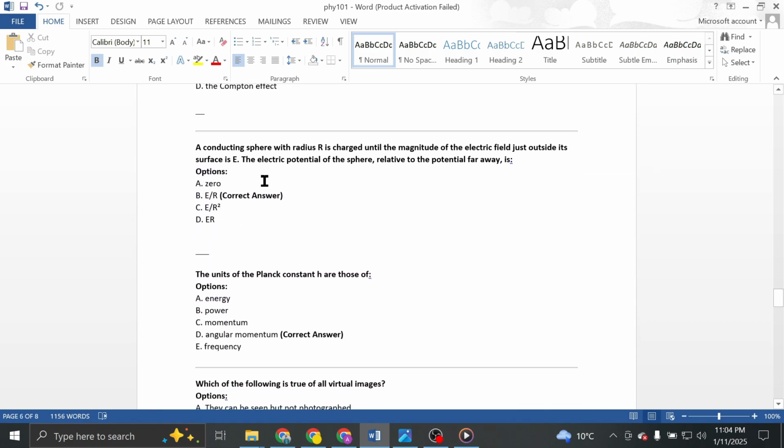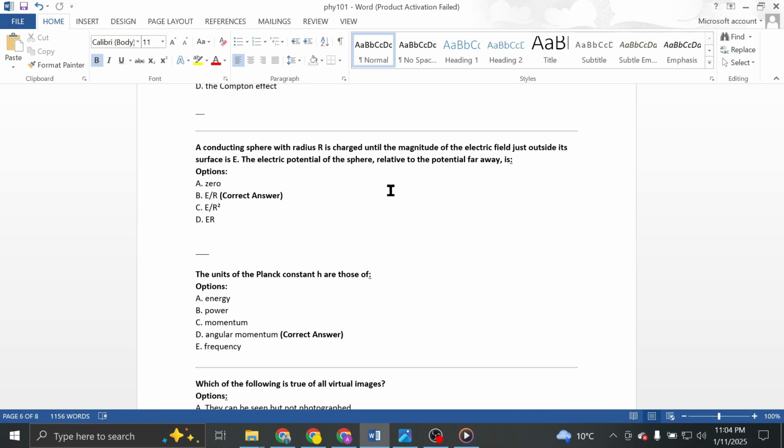A conducting sphere with radius r is charged until the magnitude of the electric field just outside its surface is E. The electric potential of the sphere relative to the potential far away is options: A. 0. B. E over r. C. E over r squared. Correct answer.